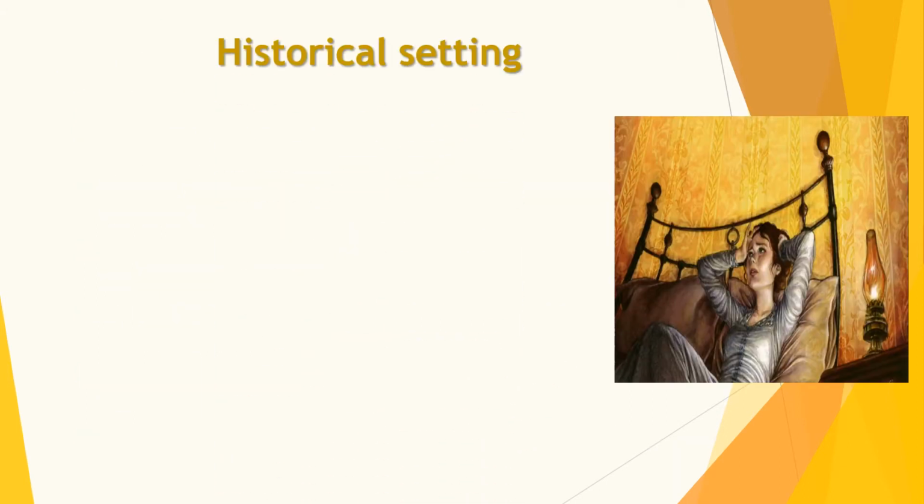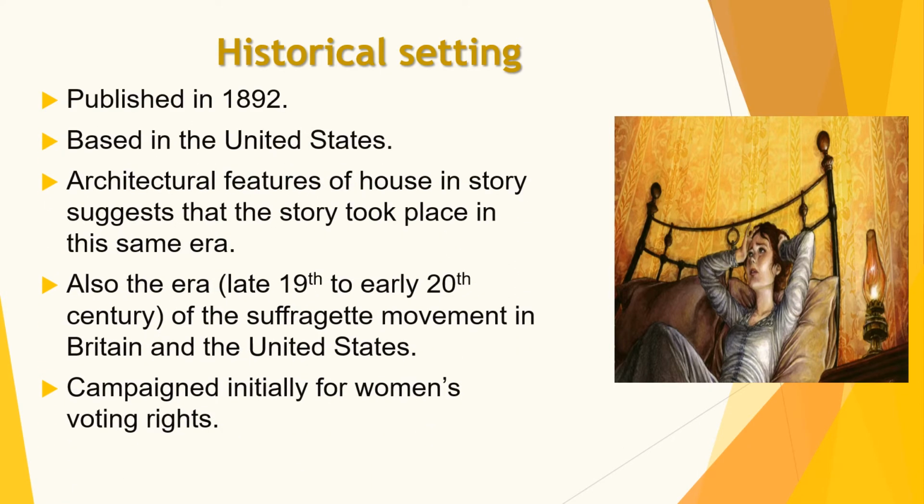Let's have a look at the historical setting of our story, the yellow wallpaper, because historical setting, of course, is very important in understanding the context of a story. Now, it was published in 1892. Based in the United States, and the architectural features of the house in the story, and especially the way the narrator describes them, suggests to us that the story also took place during the same era.